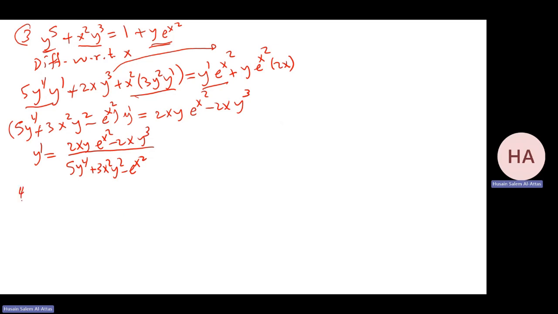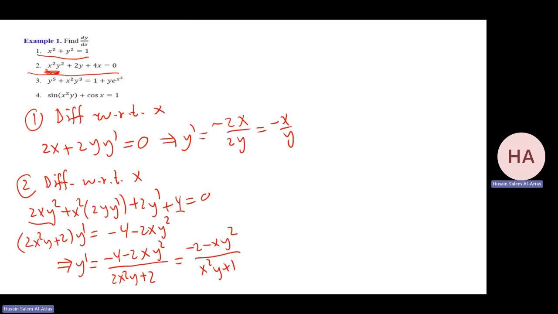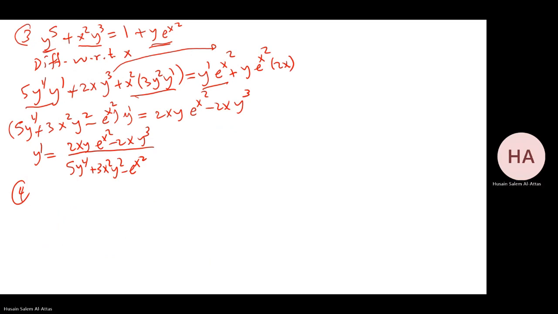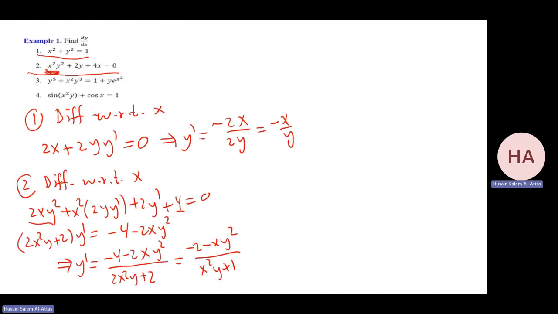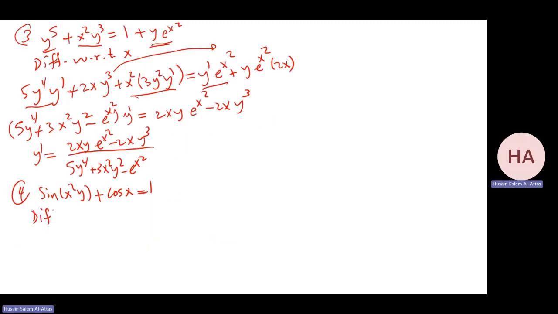Okay, number 4. What is it? Sine of x squared y plus cosine x equals 1. Correct? Differentiate with respect to x. What you will get? You will get cosine x squared y times the derivative of this, product rule, 2xy plus x squared y prime, minus sine x equals 0.